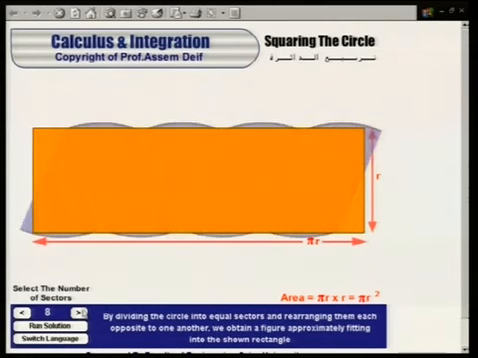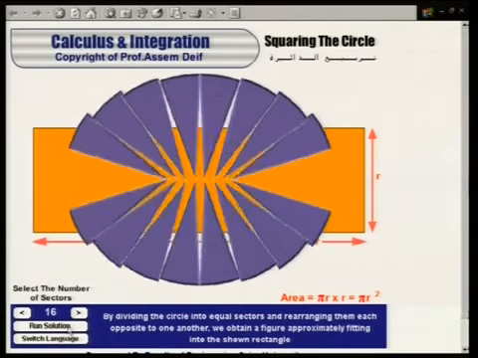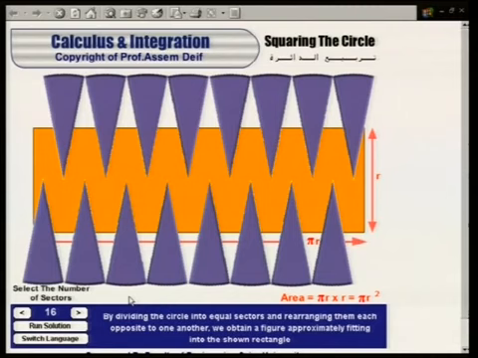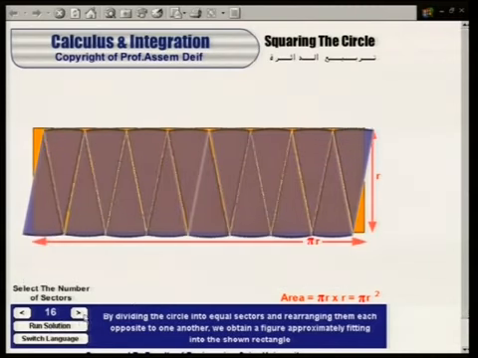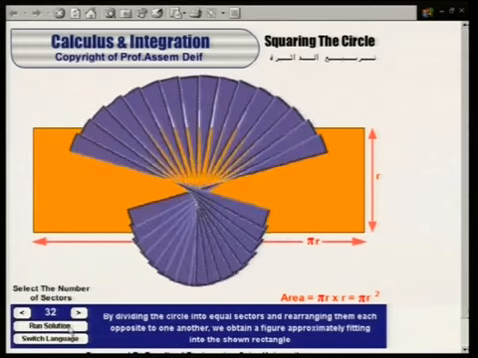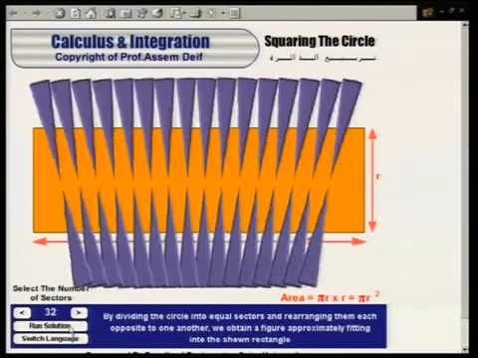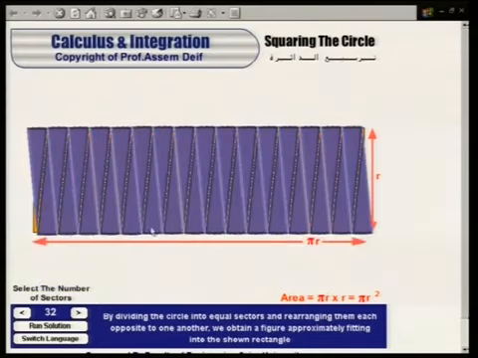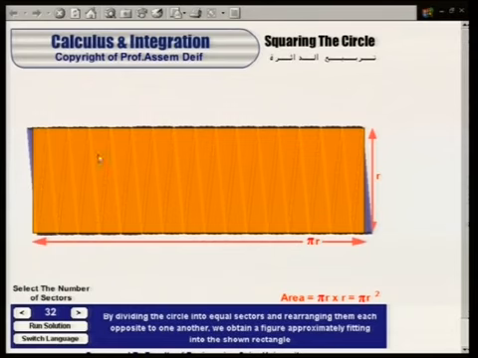And the more you increase the number of subdivisions, of course, you get a better precision, or a better simulation of the rectangle. And finally, suppose, for example, you take a number of subdivisions equal to 32, then you become very near to the rectangle of base pi r and of height r. And since the area of this rectangle is equal to pi r squared, therefore the area of the circle is pi r squared.